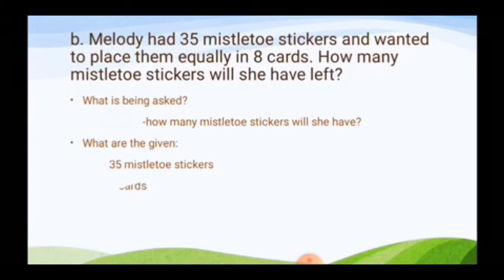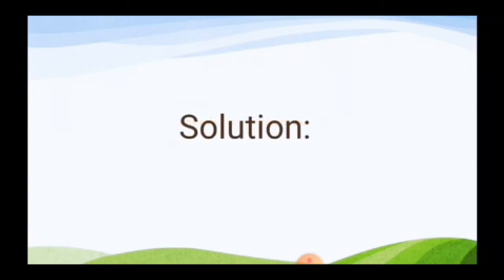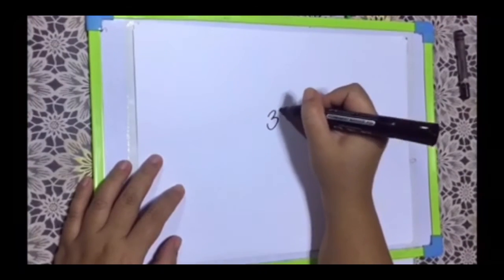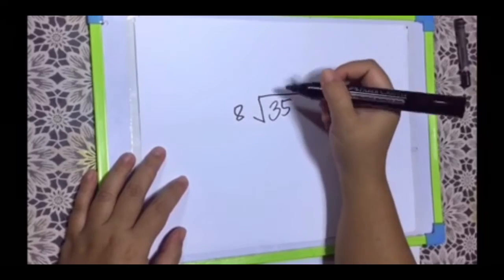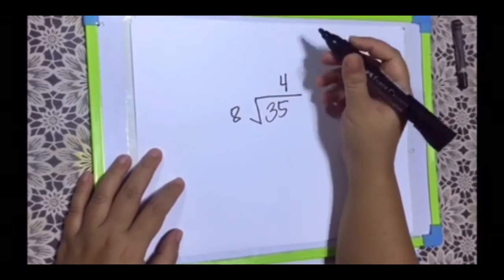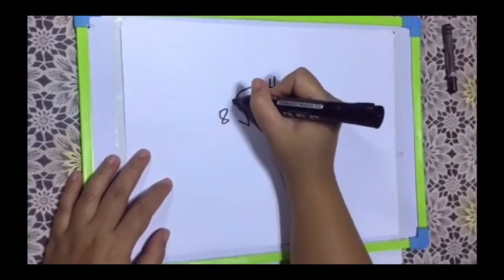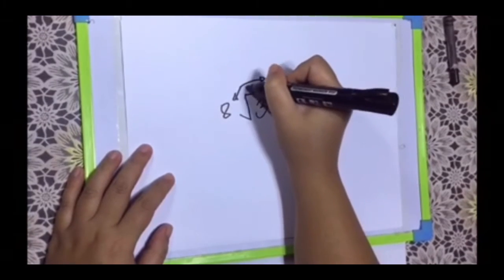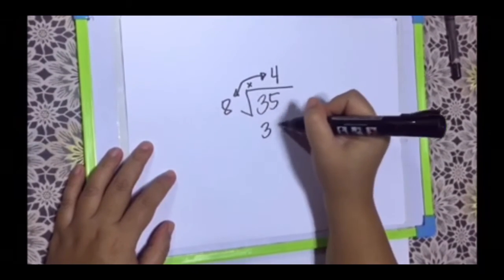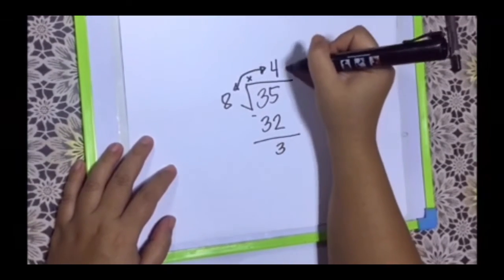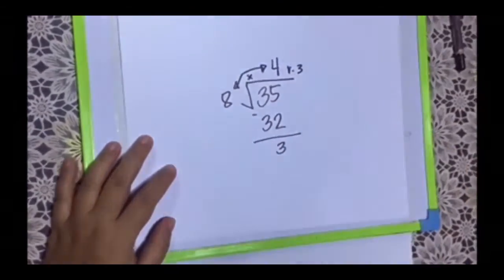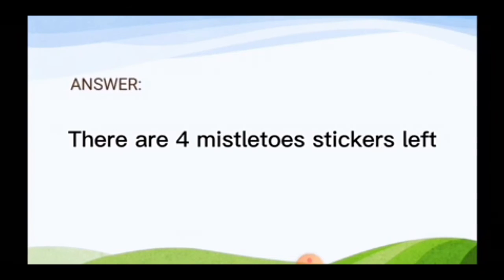Since we already know what are the given and what is being asked, we will proceed to the solution of the problem. 35 divided by 8 is 4. And 4 times 8 is 32. 35 minus 32 is 3. It has a remainder of 3. Therefore, there are 3 mistletoe stickers left.